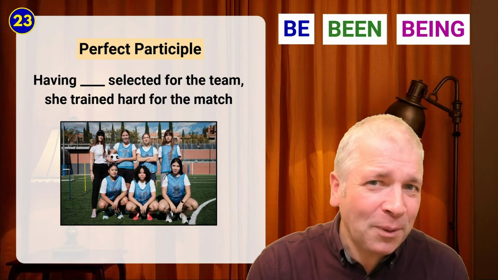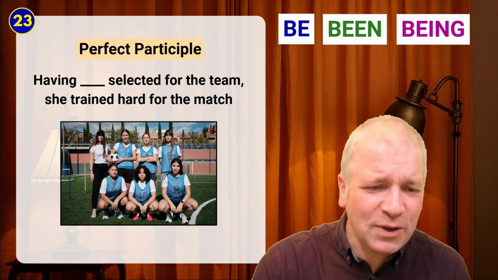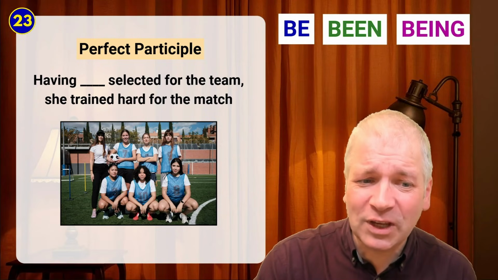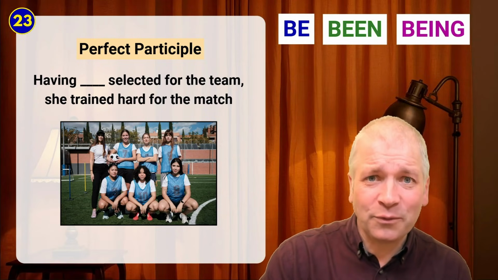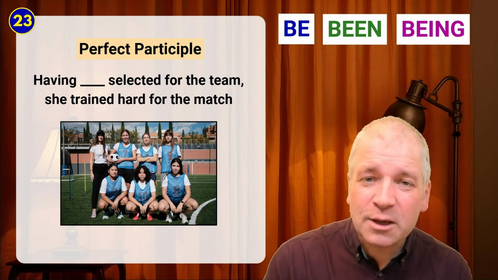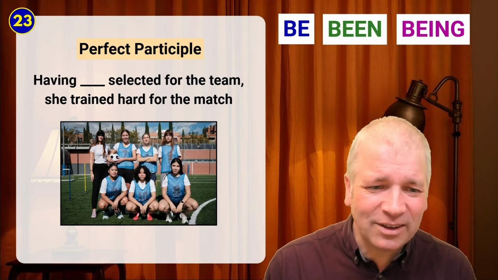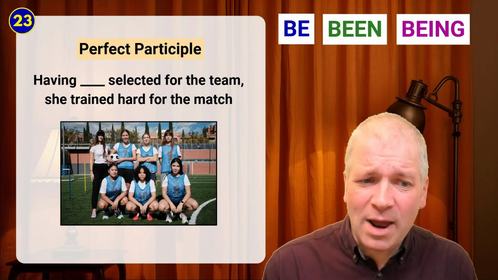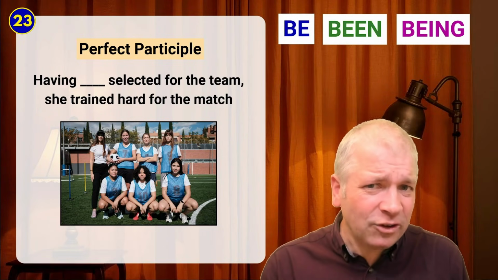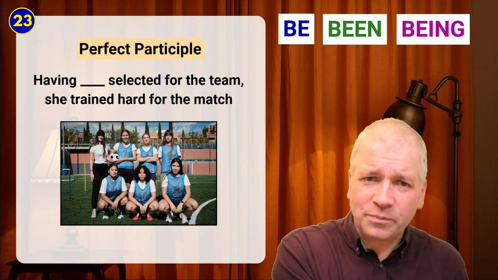What about perfect participles? Having something selected for the team, she trained hard for the match. So here's the team. She was selected. Now she's going to train. The selection happens first, though.